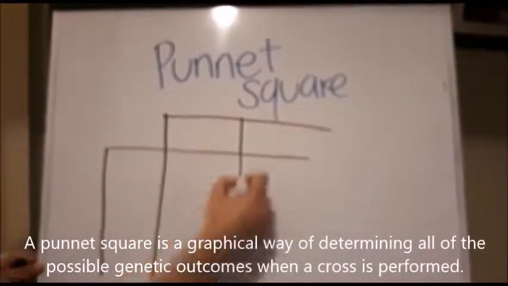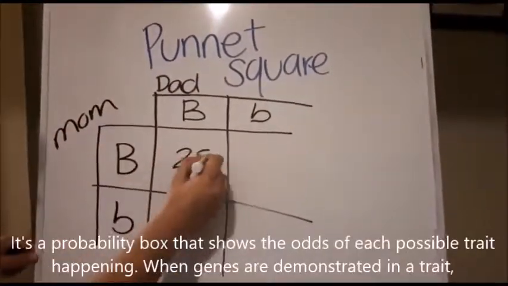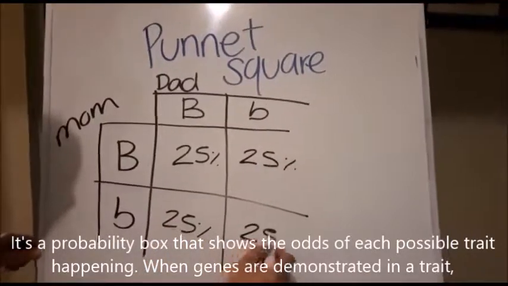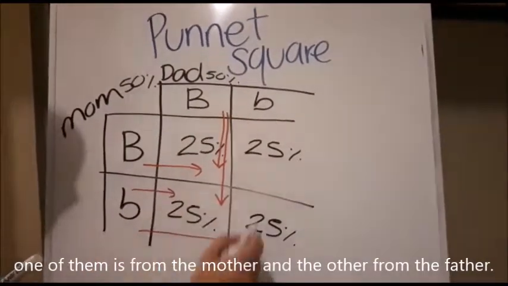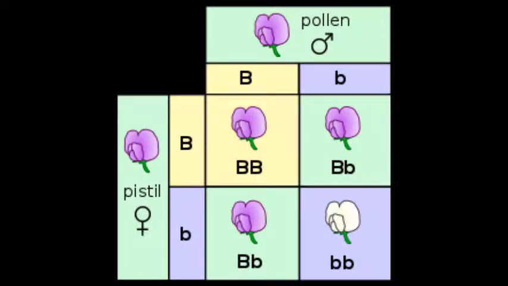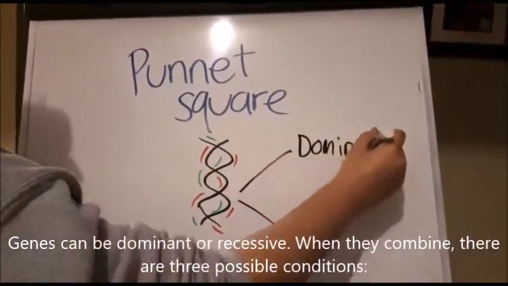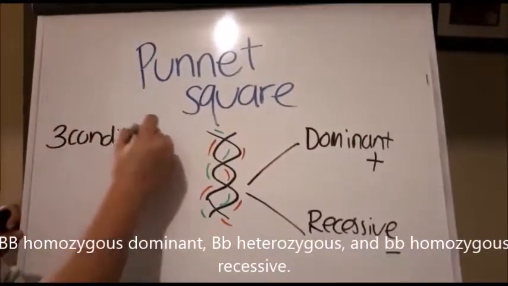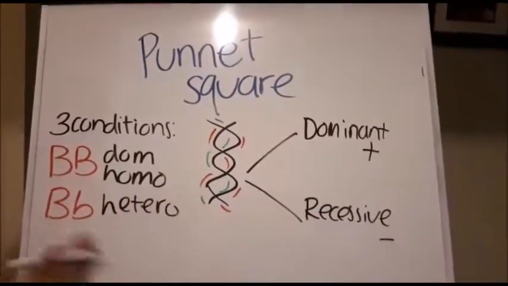A Punnett square is a graphical way of determining all of the possible genetic outcomes when a cross is performed. It's a probability box that shows the odds of each possible trait happening. When genes are demonstrated in a trait, one of them is from the mother and the other from the father. Genes can be dominant or recessive. When they combine, there are three possible conditions: capital B homozygous dominant, capital B lowercase b heterozygous, and lowercase b homozygous recessive.